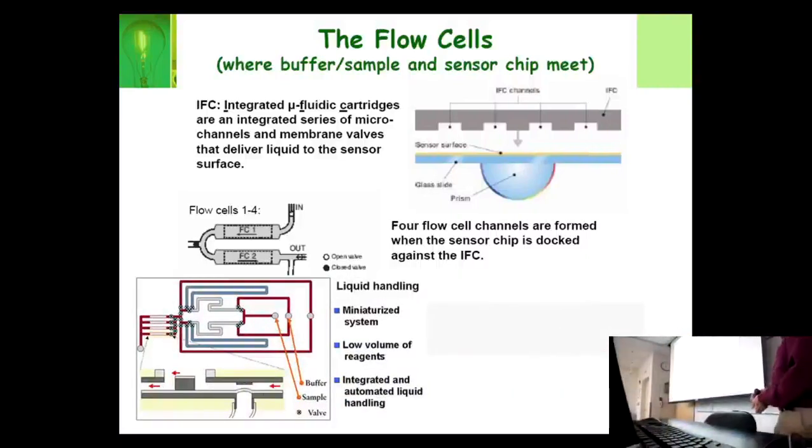So this is what the flow cell actually looks like. You don't really have to worry that much about it. Here's an example of the flow. It's going through, and the valve where it pushes the air through. This is just so you know what to expect.